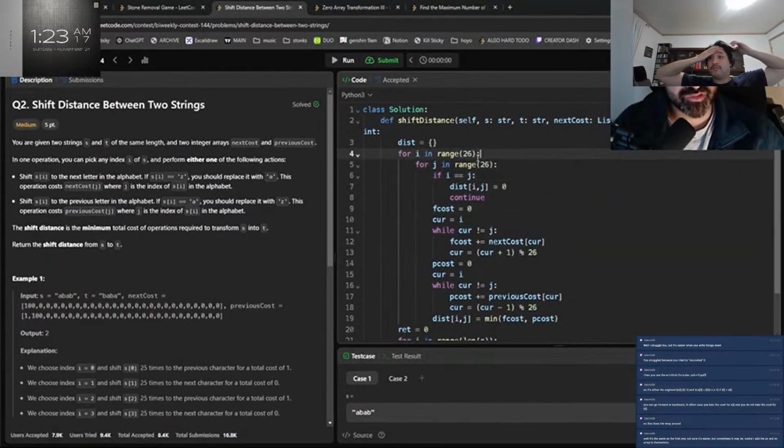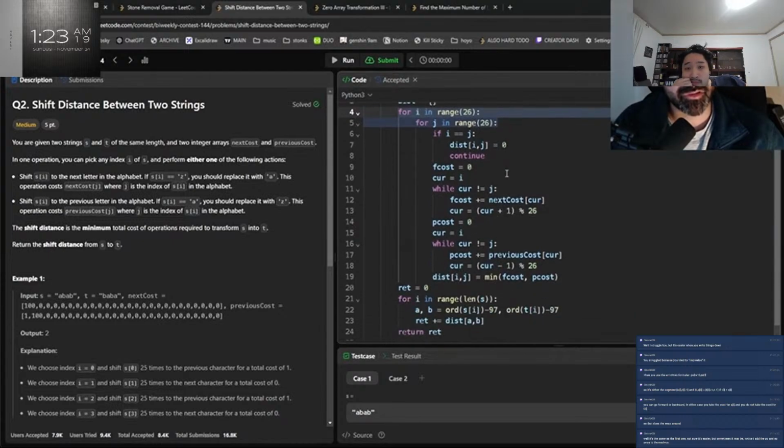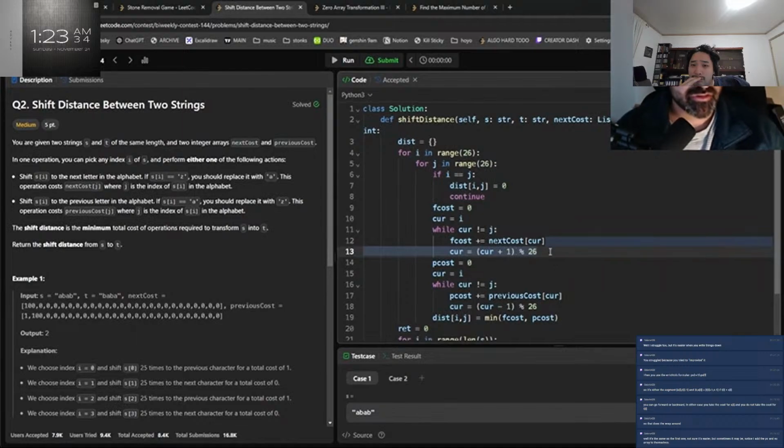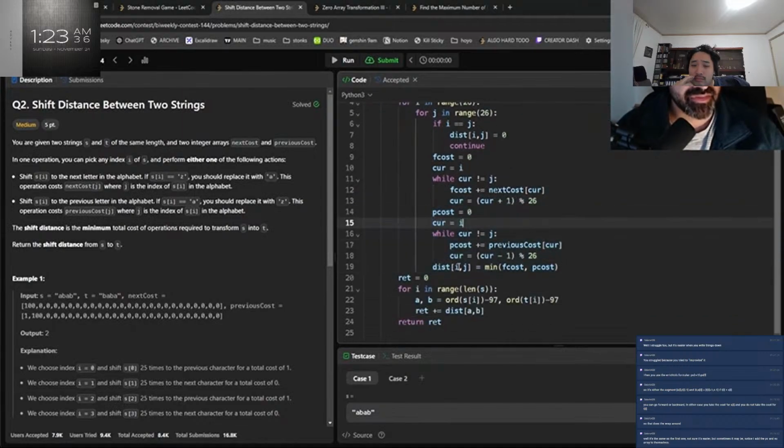But what I did was I took distance. I made a distance map between each character and each other character. So like 26 by 26. And then if the characters are the same, the distance is 0. Otherwise, calculate the forward cost. Just keep going forward and keep appending the next cost, and then make sure to mod it by 26. So if you go to Z and then you'll go to A, or like 25 to 0 basically. And then kind of the same for the previous cost, and then the distance ij is the minimum of the forward cost and the previous cost.